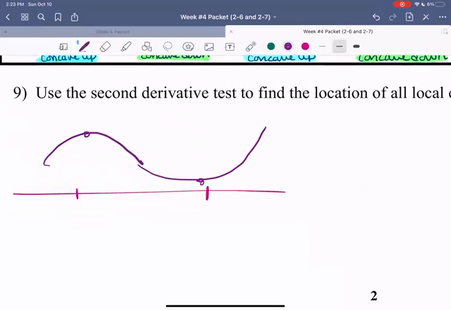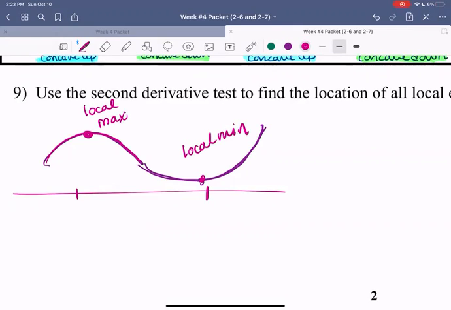Well, we see from the image, which suggests the following. If our graph is concave down, then that critical point is going to be a max, a local max. If our graph is concave up, then that point will be a local min.